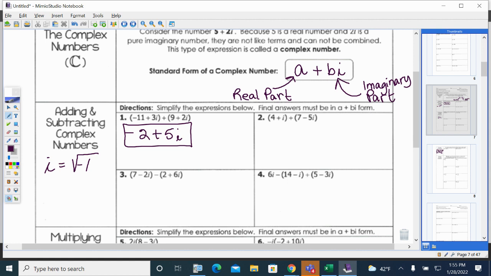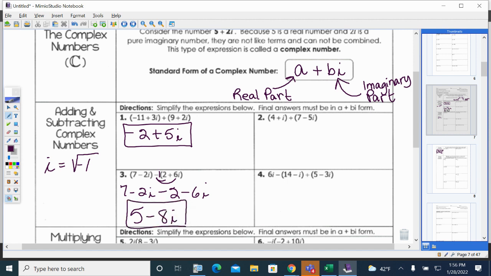Looking at example number 3, there's a minus between. So 7 minus 2i minus 2 plus 6i. And I am going to recommend, just like I've done in the past, that you distribute. -1 times 2 is a -2. -1 times a positive 6i is a -6i, and then we'll combine our like terms. Combine real parts. 7 minus 2 is 5, and then -2i minus 6i is a -8i, and there's your answer on example number 3.